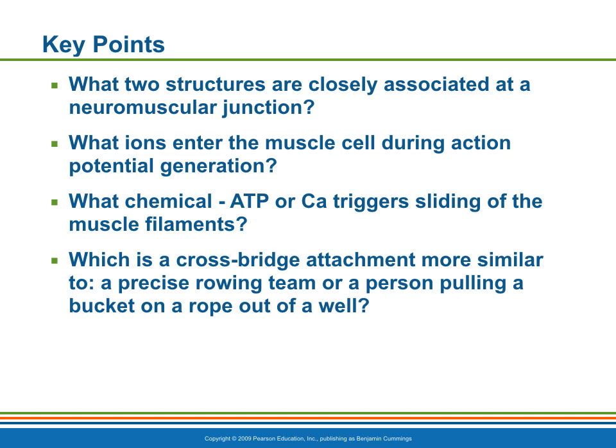So let's take a look at the key points that we have for this particular lecture. Number one, what two structures are closely associated at a neuromuscular junction? What ions enter the muscle cell during action potential generation? What chemical, ATP or calcium, triggers the sliding of the muscle filaments? And our last question, is a cross-bridge attachment more similar to a precise rowing team or a person pulling a bucket on a rope out of a well?